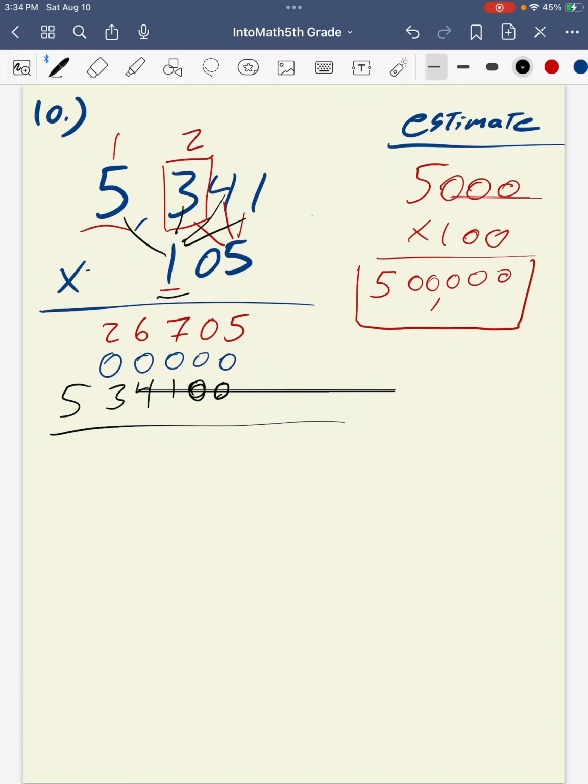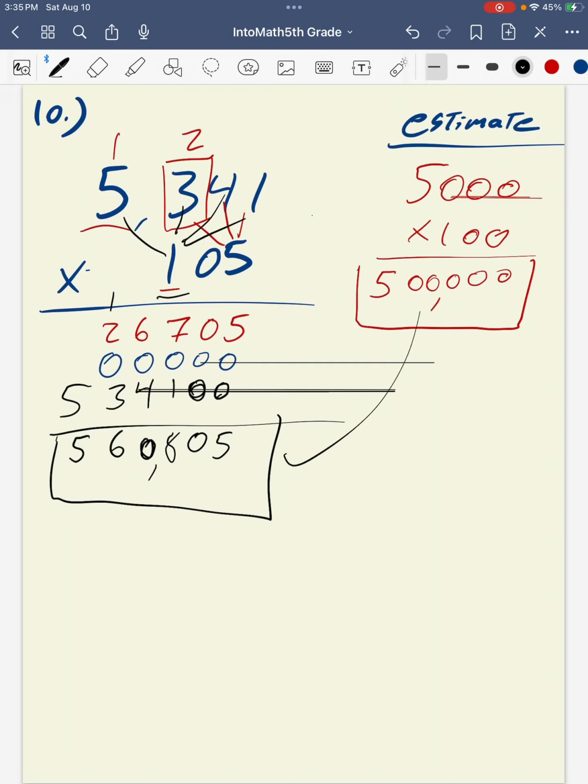Now that I have this all together, I will add it all up. 5 plus 0 is 5. 0, 0, 0 all adds up to 0. 7 plus 0 plus 1 is 8. 6 plus 0 plus 4 is 10. Place my 0 down here. Carry a 1. 1 plus 2 is 3. Plus another 3 is 6. 5 plus nothing is 5. My total product for number 10 is 560,805. This is reasonable because we estimated that it would be about 500,000.